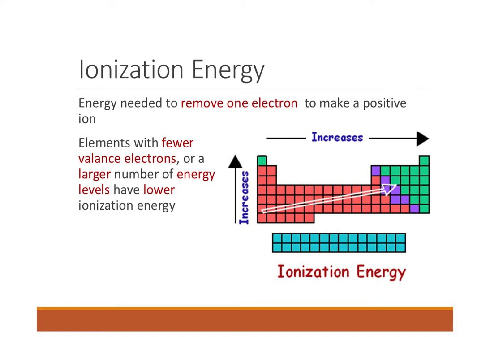Ionization energy represents the amount of energy needed to remove one electron from an atom to make a positive ion, or a cation. Elements that have fewer valence electrons, those are the electrons on the outermost energy level, or elements with a larger number of energy levels, so electrons are further and further away from the nucleus, have lower ionization energy. So if we look at the periodic table as a whole, we see ionization energy increasing as we move across the period from left to right, or moving up from bottom to top on any particular group.